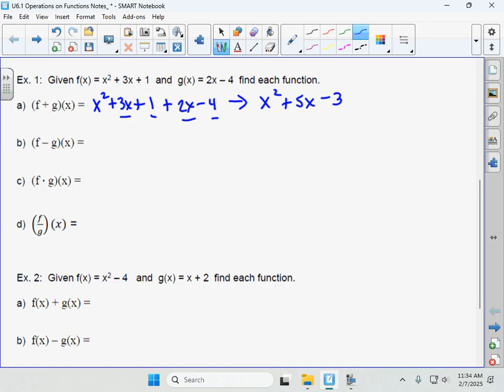All right, subtraction. Again, first is the f of x function. We're going to subtract off 2x minus 4, so we want to put that 2x minus 4 in parentheses, so we can change the subtraction to addition and distribute the negative. And now we can just collect like terms. Again, x squared, 3x minus 2x is 1x. 1 plus 4 is 5.